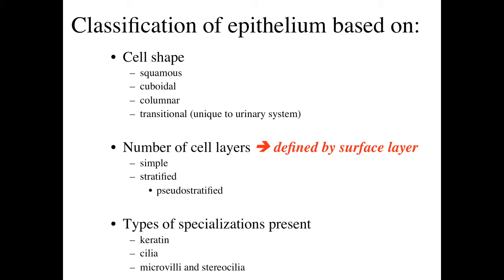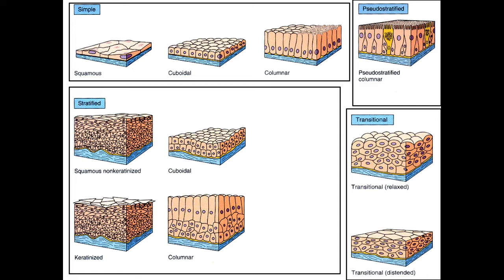And we can also talk about epithelium by the types of specializations present. So for example, would there be keratin on the epithelium? Would the epithelium have cilia on the surface? Or would there be microvilli or stereocilia on the surface? And so let's look at classifications of epithelium.